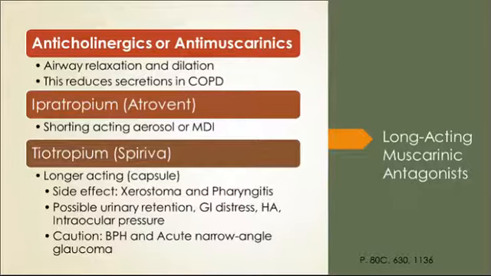The one in this group is your ipratropium or Atrovent. That's the only one in this group. Ipratropium, it's your only short-acting anticholinergic. It is given by aerosol or a multi-dose inhaler. Your long-acting is your tiotropium, which is Spiriva. If you notice, there's tropium in both of them, and those are your anticholinergics. Tiotropium is long-acting. It comes in a capsule.